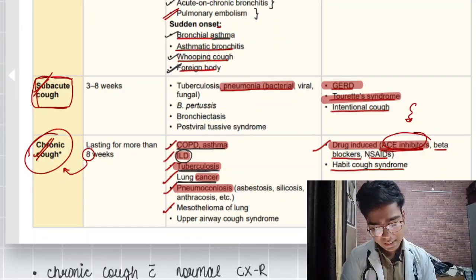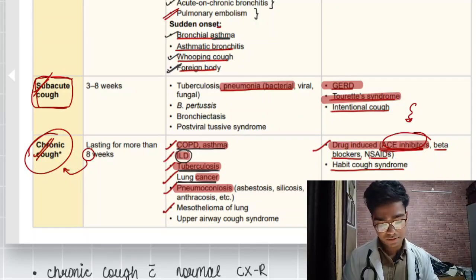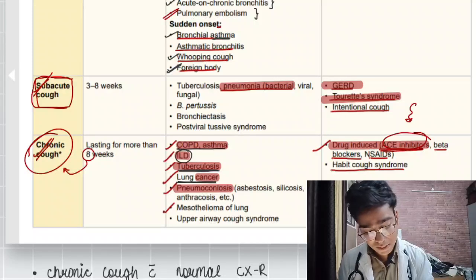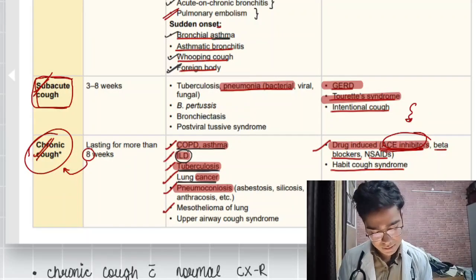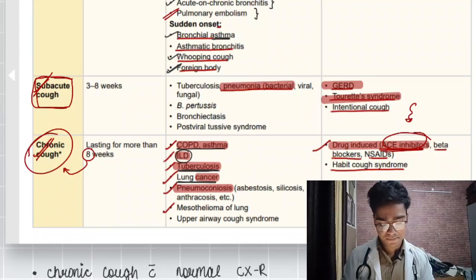These are the sudden onset acute coughs. The other causes of acute cough include pulmonary embolism, some sort of pneumonia, and also infection of the trachea and the bronchus. So the bronchopneumonia and the tracheobronchitis, and also pulmonary embolism and some viral pneumonia.